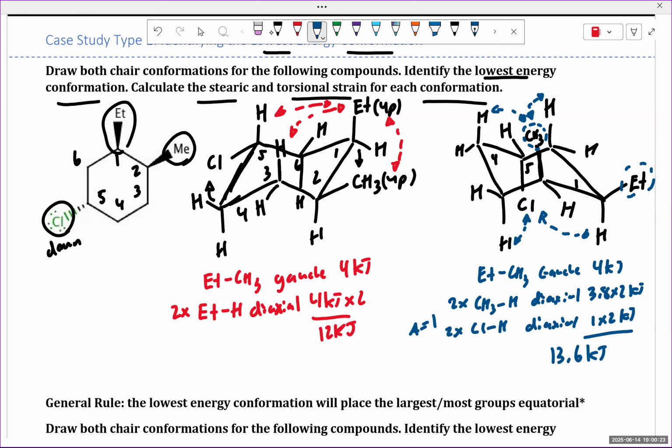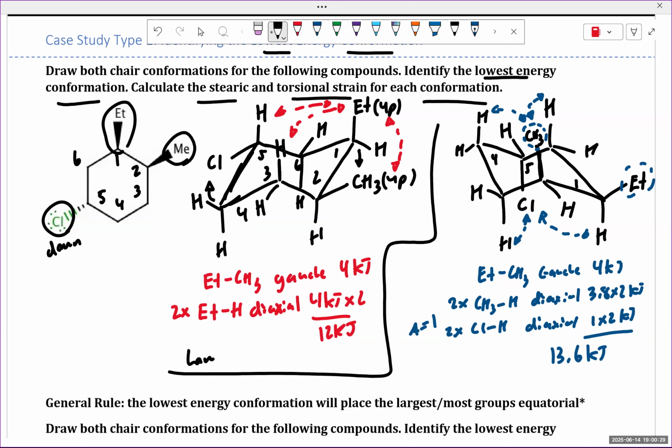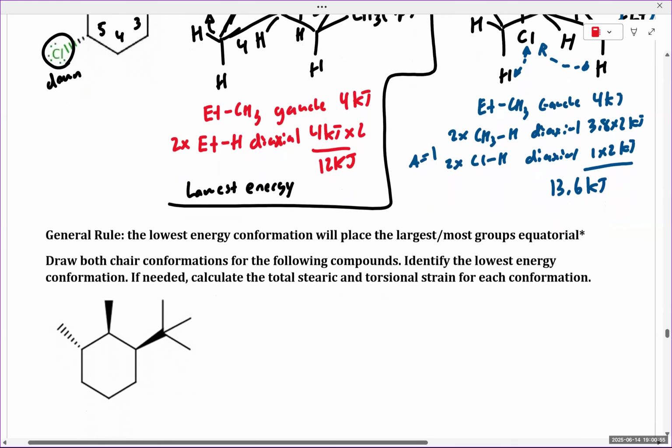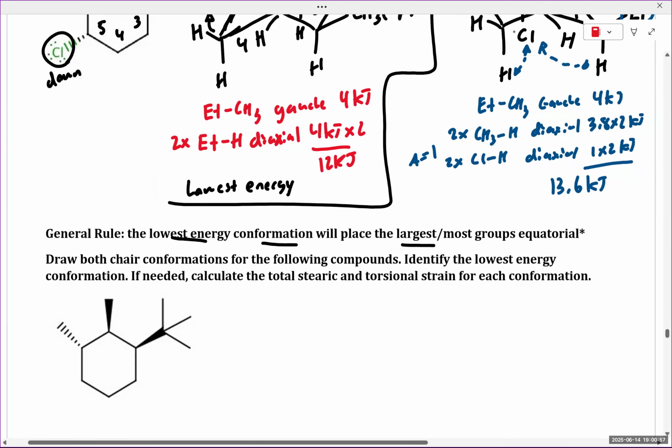So as we can see, the conformation on the left is the lowest energy. Now, these conformations are pretty close in energy, but a 1.5 to 2 kilojoule per mole energy difference does mean this conformation on the left is going to be much more predominant at equilibrium. So, as a general rule, the lowest energy conformation will place the largest and most groups equatorial.